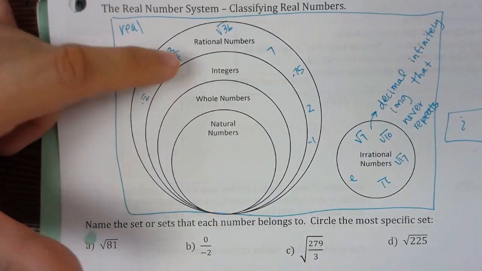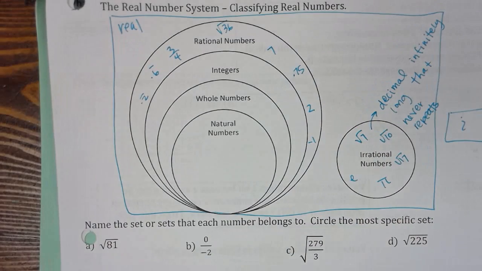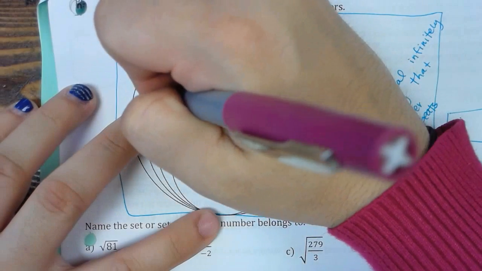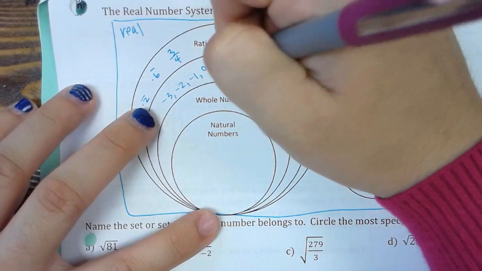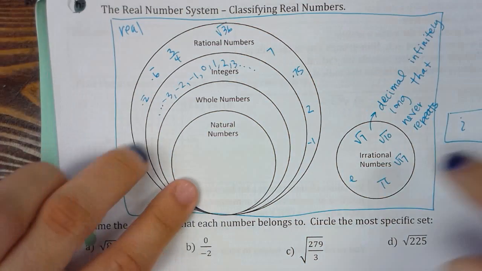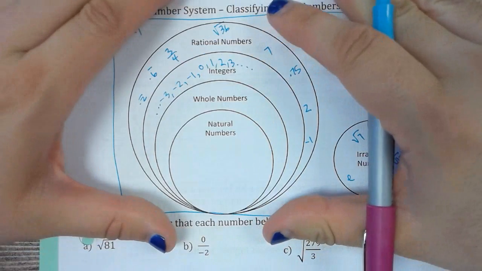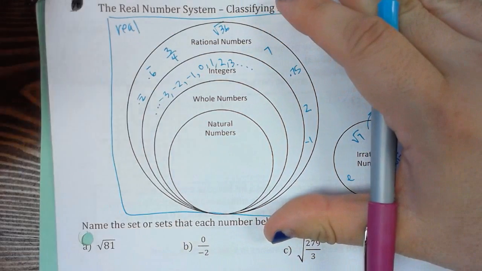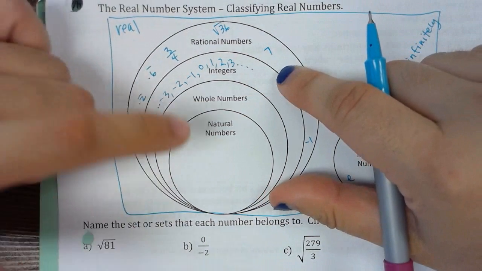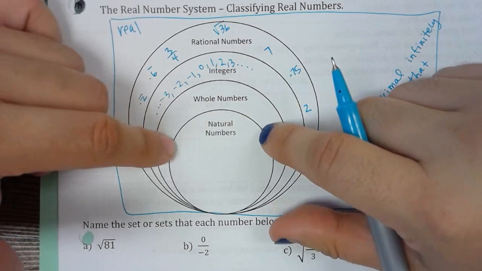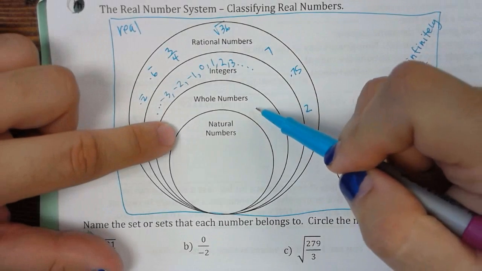Now, an integer is a more specific version or a more specific set of a rational number. All of my integers are rational, but they contain a different quality than just a rational number. Integers are my positive and negative numbers. So you see how the integer bubble is inside the rational number bubble? That means integers are rational. And then we could look at whole numbers. Whole numbers are a subset of integers. It's a smaller grouping. It's a more specific grouping. Every number that's a whole number is also an integer.